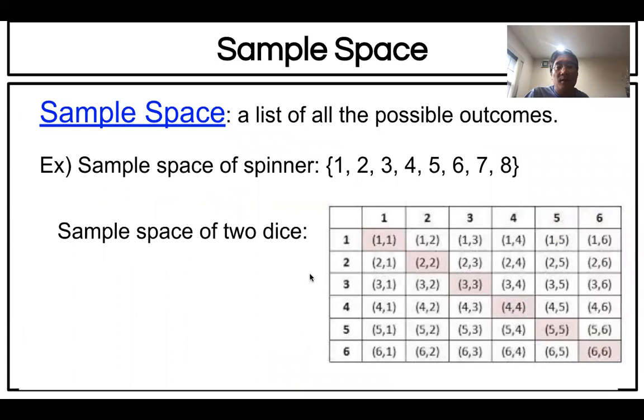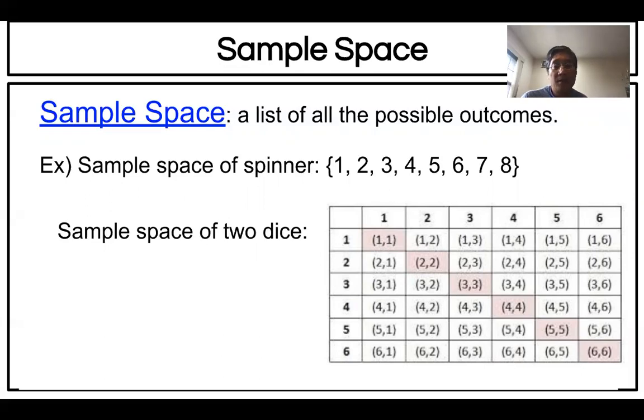So now let's go to our lesson, conditional probability, but before we do it, let's talk about sample space. Sample space is a list of all the possible outcomes. So for example, in the spinner, we had a sample space of 1, 2, 3, 4, 5, 6, 7, 8. But now, another example. Let's say you roll a die twice, or you roll 2 dice, same thing.